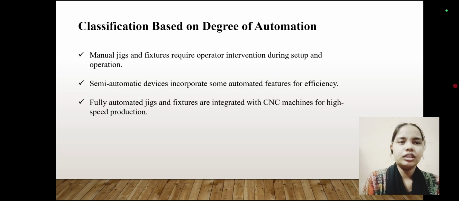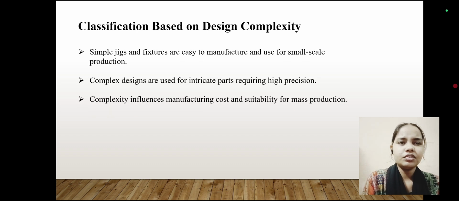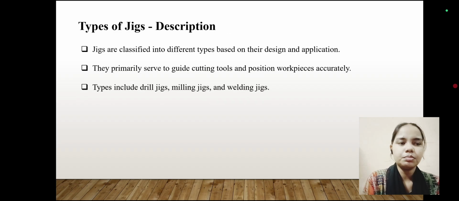Classification based on degree of automation. Manual jigs and fixtures require operator intervention during setup and operation. Semi-automatic devices incorporate some automated features for efficiency. Fully automated jigs and fixtures are integrated with CNC machines for high speed production. Classification based on design complexity. Simple jigs and fixtures are easy to use and used for small scale production. Complex designs are used for intricate parts requiring high precision. Complexity influences manufacturing cost and suitability for mass production.